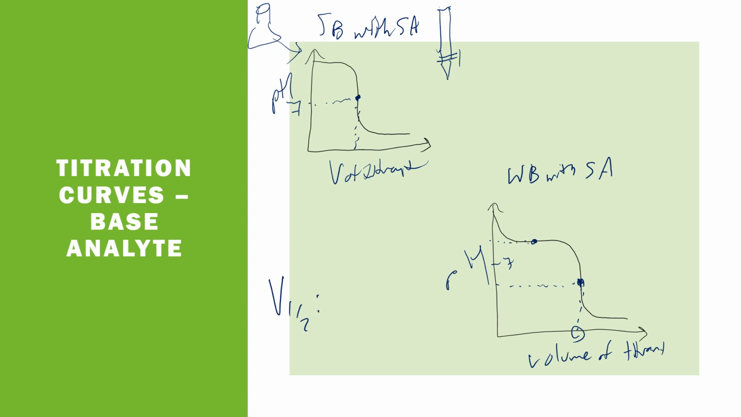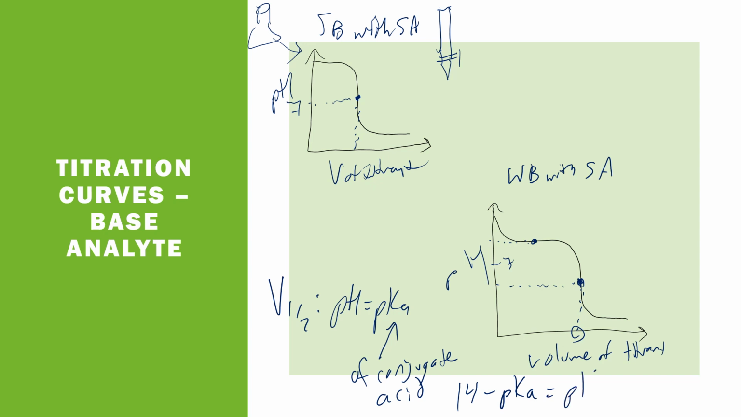So this still holds true. pH is equal to the pKa, but it's the pKa of the conjugate acid. So you could take 14 minus the pKa, that will give you the pKb for that weak base. And you can use that to find the Kb of that weak base if you need to. So that gives you some useful information there.